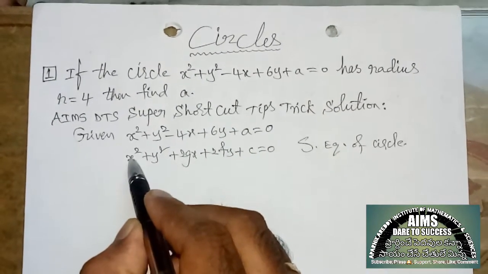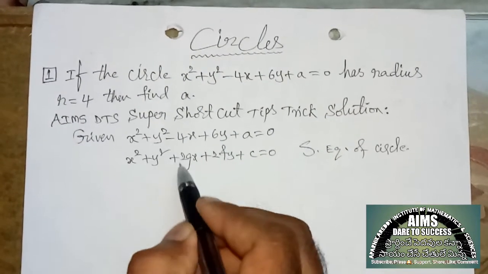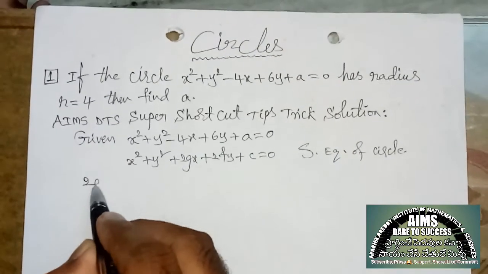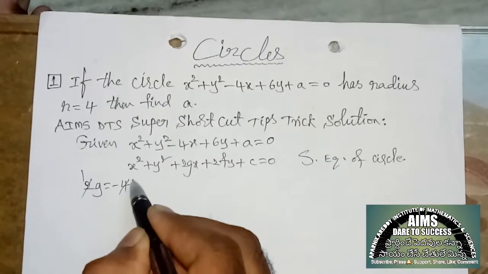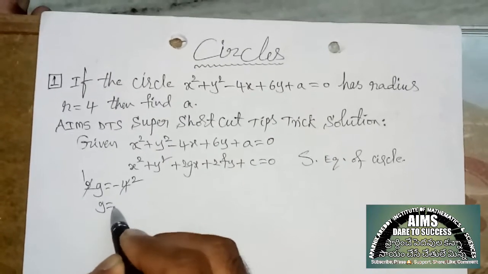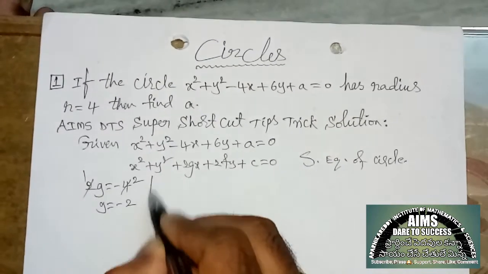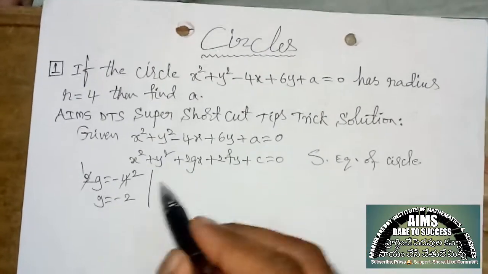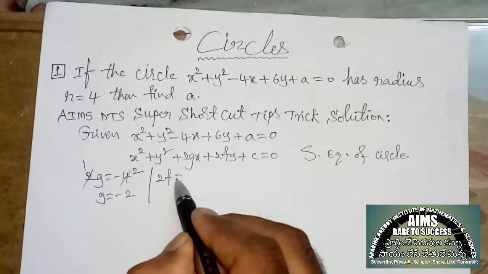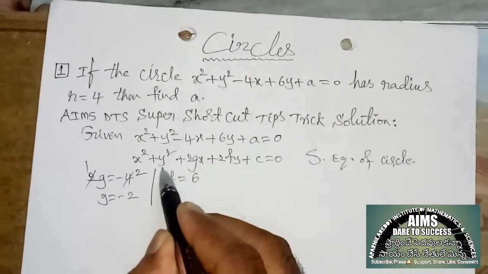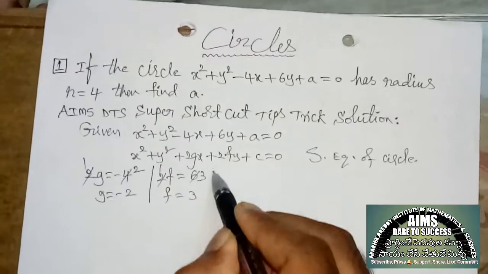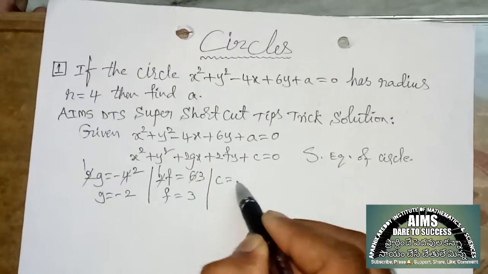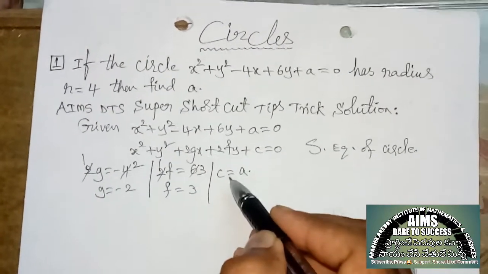So x square is equal to x square, y square is equal to y square. Then the x coefficient: 2g is equal to minus 4, cancellation, 2 ones are 2, 2 twos are 4, g is equal to minus 2. Next compare the y coefficient: 2f is equal to 6, cancellation, f is equal to 3, and the constant term c is equal to a.